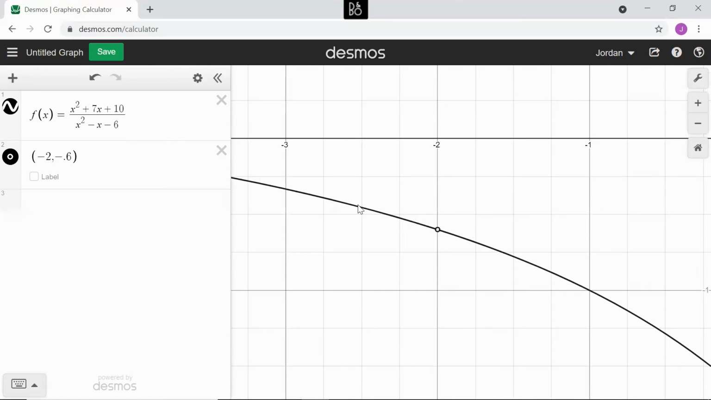But you can clearly see that as the x values are approaching negative 2 from the left, like negative 2.1, negative 2.01, negative 2.0001, and as it's approaching negative 2 from the right, negative 1.9, negative 1.99, et cetera, it's approaching negative 0.6, even though the graph itself has a hole there.